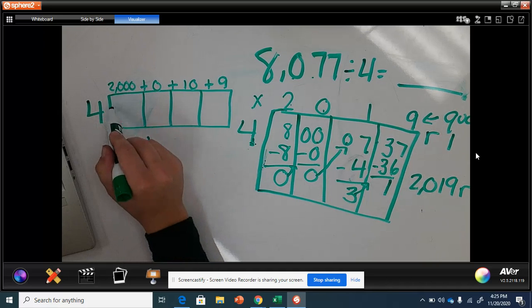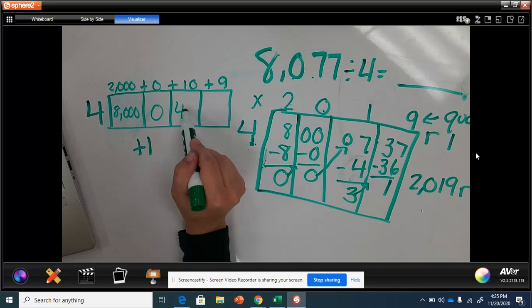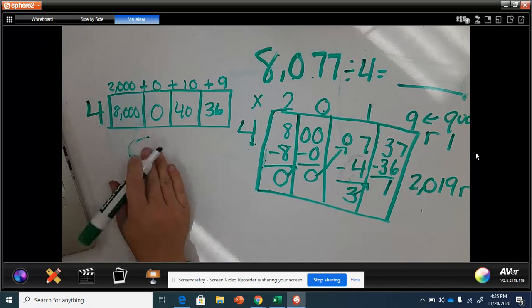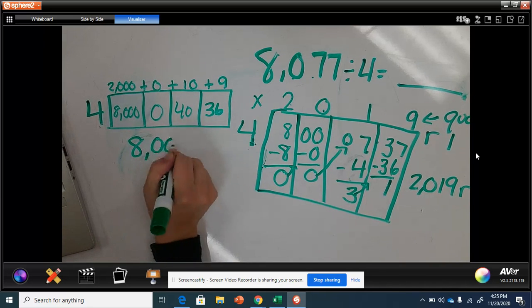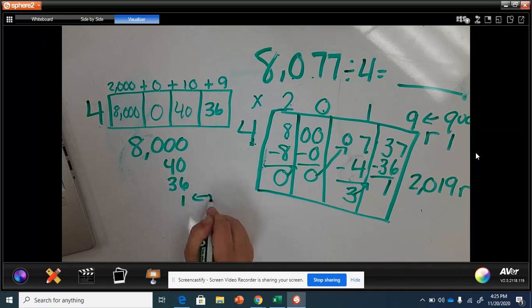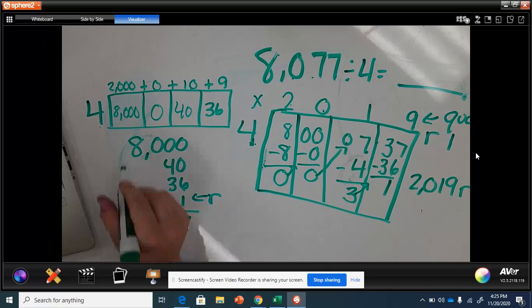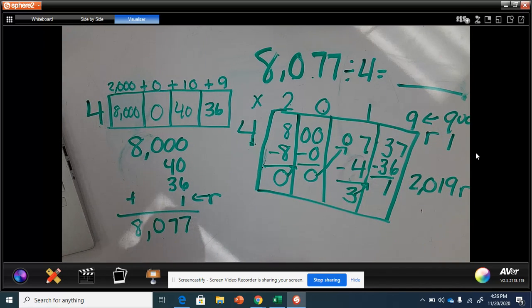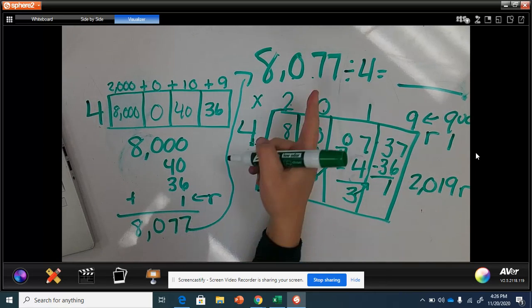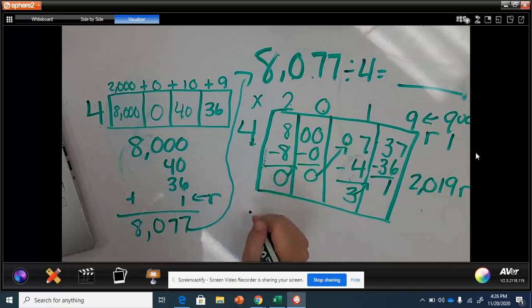4 times 2,000 is 8,000. 4 times 0 is 0. 4 times 10 is 40. 4 times 9 is 36. So now I'm going to add these all together. I'll do my plus 1 in a minute. 8,000, 40, 36, and there's my remainder. This is the remainder that I'm adding with it. 6 plus 1 is 7. 4 plus 3 is 7. 0 plus 0 is 0. 8 plus 0 is 8. So this should be equal to the dividend. So since I know that's equal to the dividend, I know my answer is correct. Check.